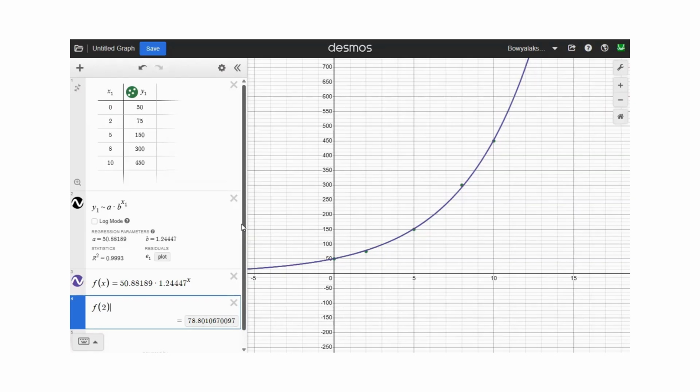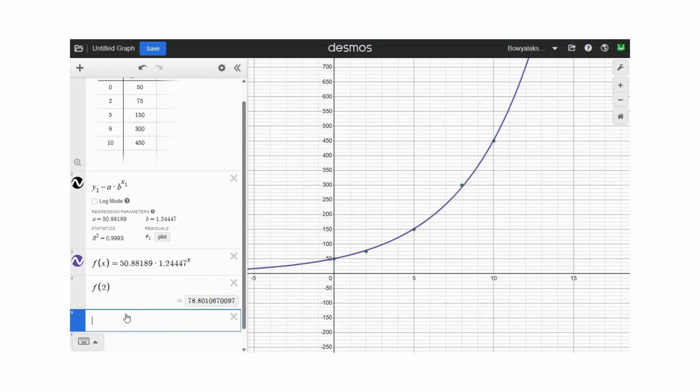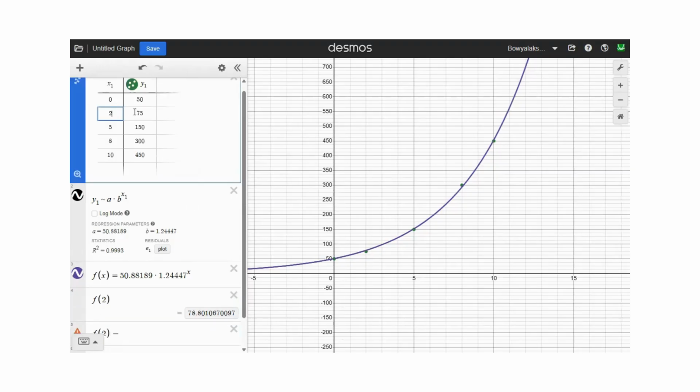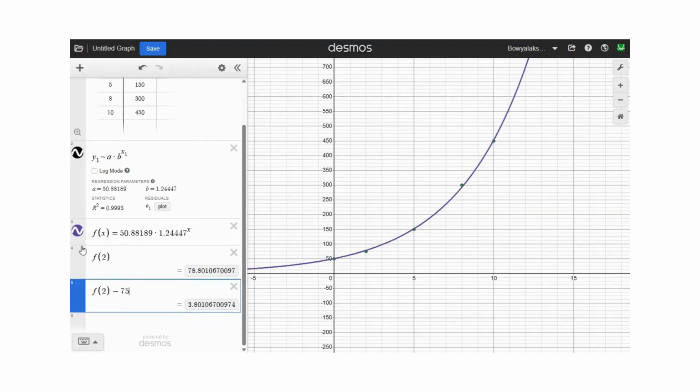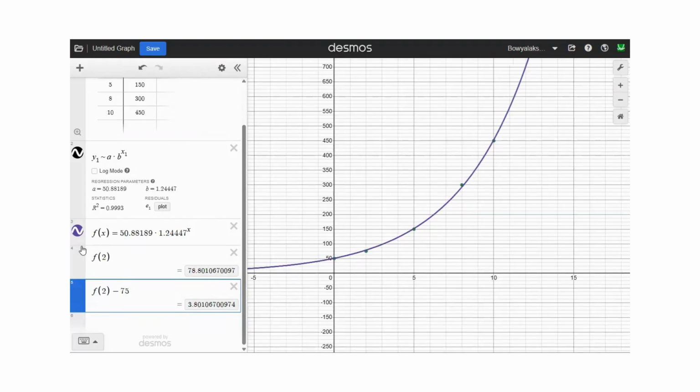Now let's find the error also. f of 2 minus the actual value, you should refer to the table, it's here. 75. So this is your error, 3.8. So that's it. We can answer the remaining B part here. So let's move to the whiteboard here.